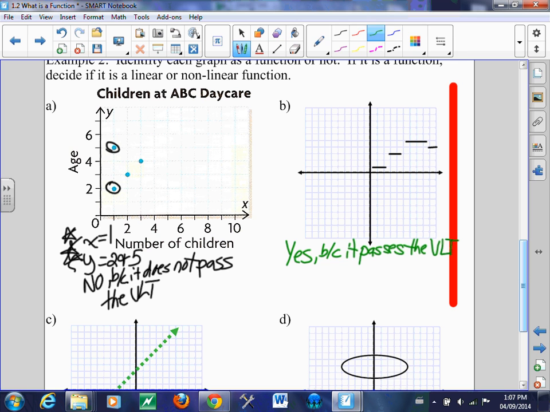Okay, and then it said, remember that if it's a function, tell me if it's linear or nonlinear. Now, you might argue, Ms. R, there's some straight lines, but is it one continuous straight line? No. So this is where it's broken up. So this is a nonlinear function.